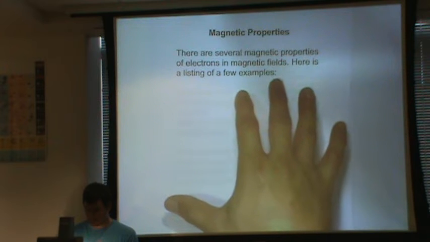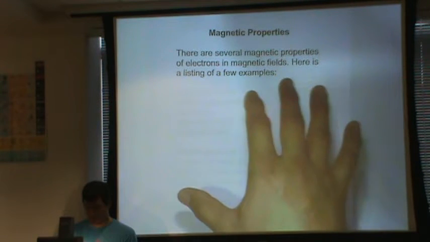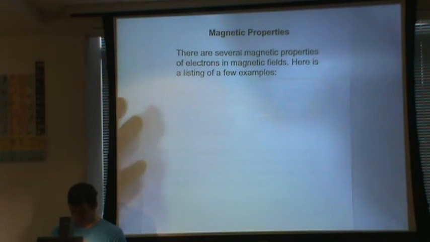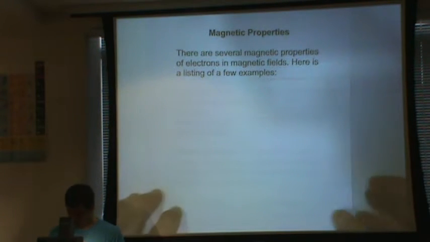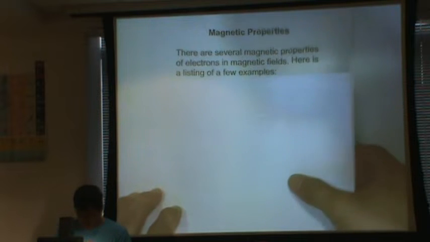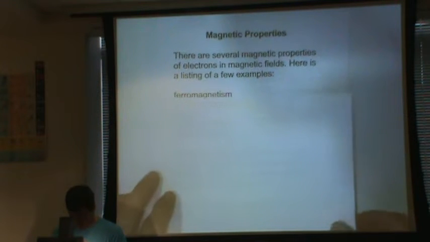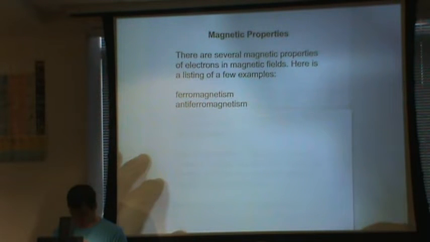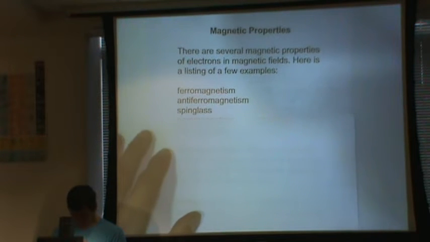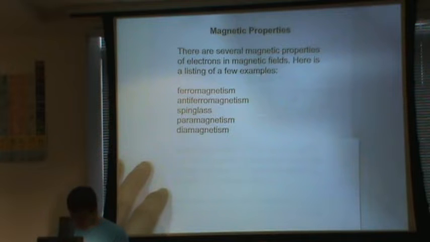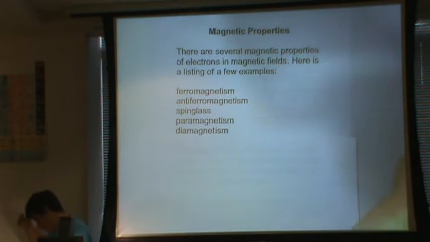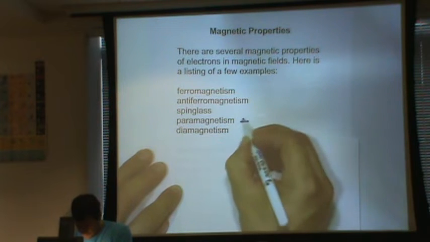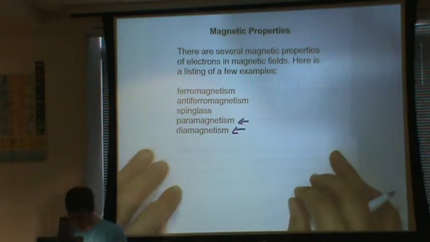I am going to post these notes online later today when I post the online video, so you'll be able to print this out and write on it as we follow along in the lecture. Here are some examples you may be familiar with: ferromagnetism, antiferromagnetism, spin glass, paramagnetism, and diamagnetism. We will only cover these two, paramagnetism and diamagnetism.